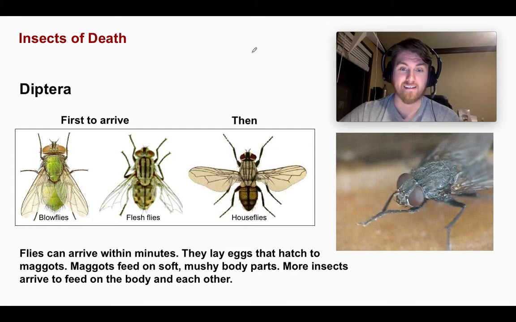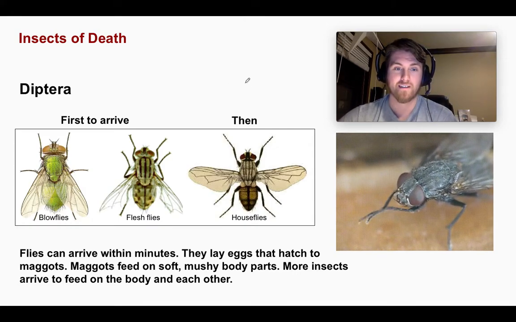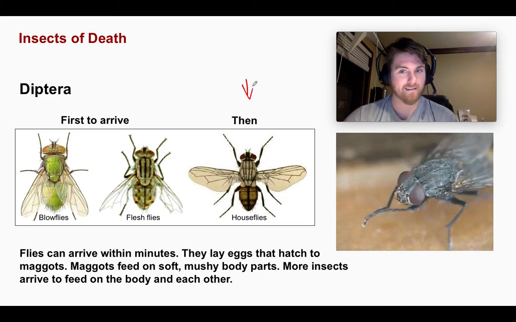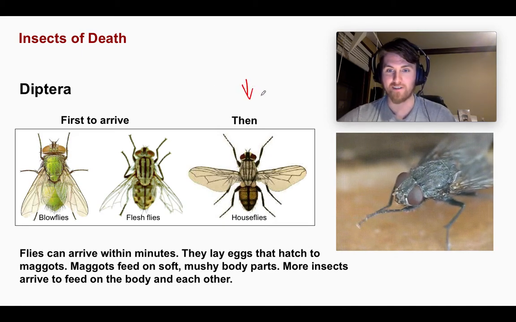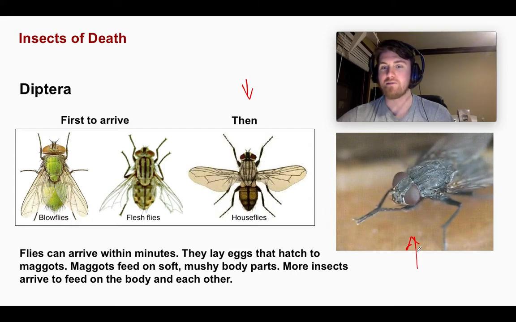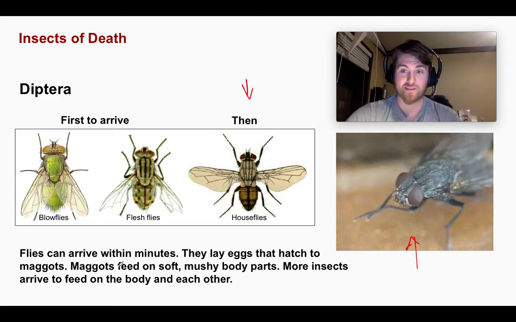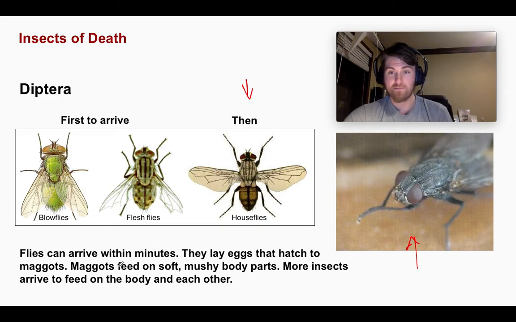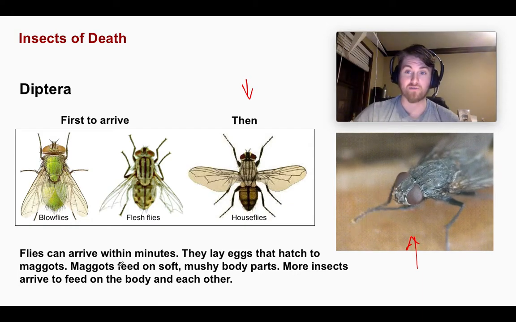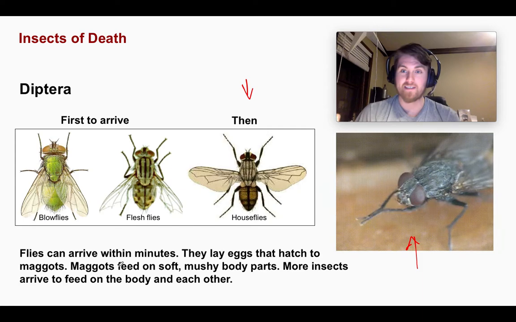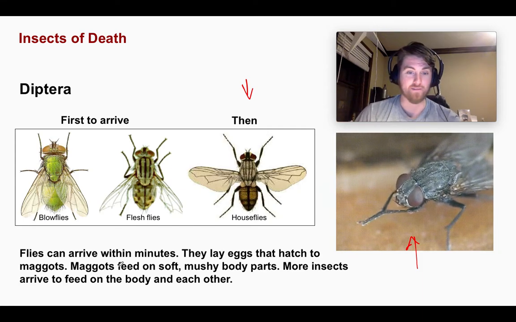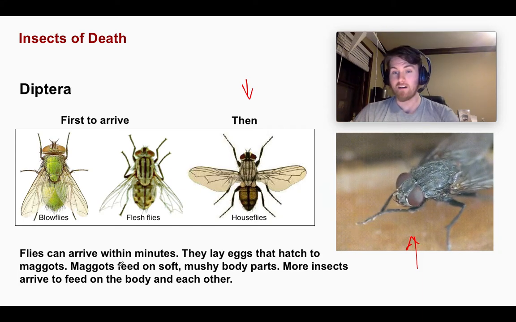So you can see that the common housefly itself, like the one that you all know, is really not that spectacular. That's what this video over here is, just a common housefly. But you can think flies arrive almost immediately, within minutes you can have a fly, and this fly is going to surround and swarm this particular decomposing object and then feed on it.